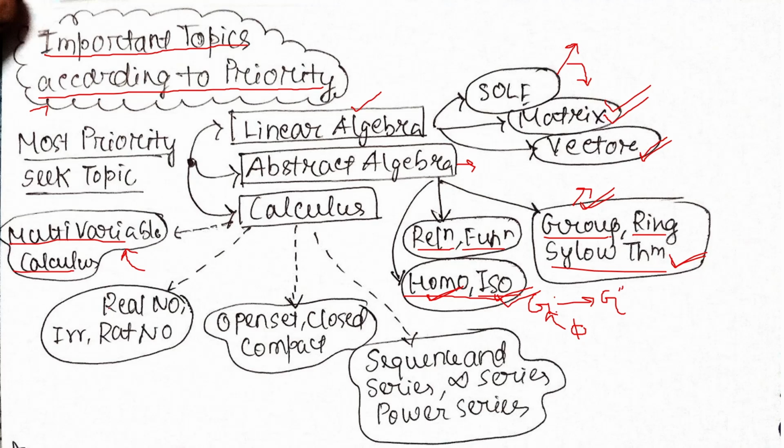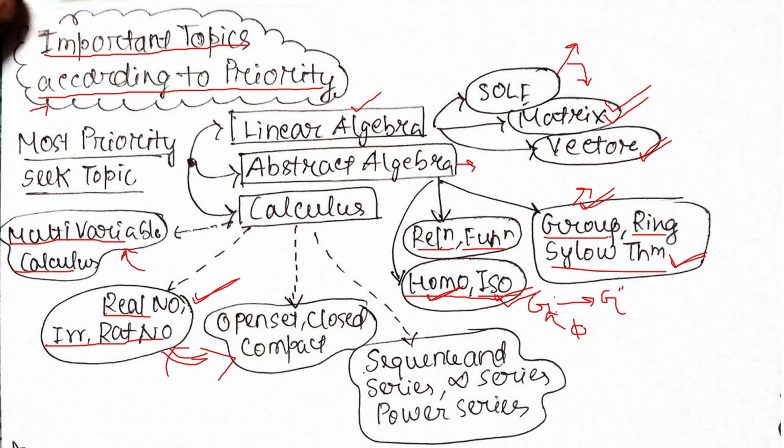Then we have real numbers and irrational numbers. The fundamental things of calculus are real numbers, irrational numbers, and rational numbers. You have to know the basic properties, compactness, closedness. These are very interrelated things. You should have in-depth knowledge of open sets, closed sets, and compactness of the real numbers, irrational, rational, everything. You have to have very deep knowledge of that also.